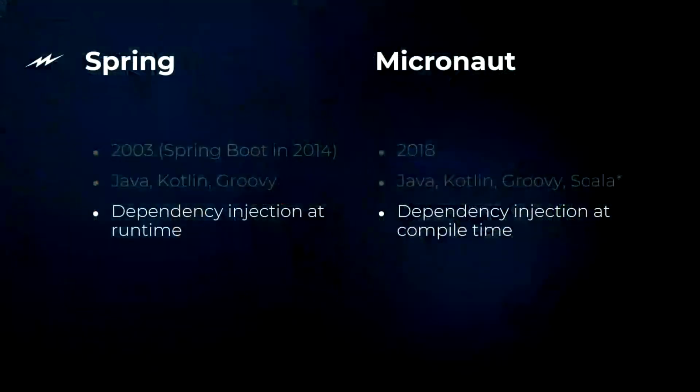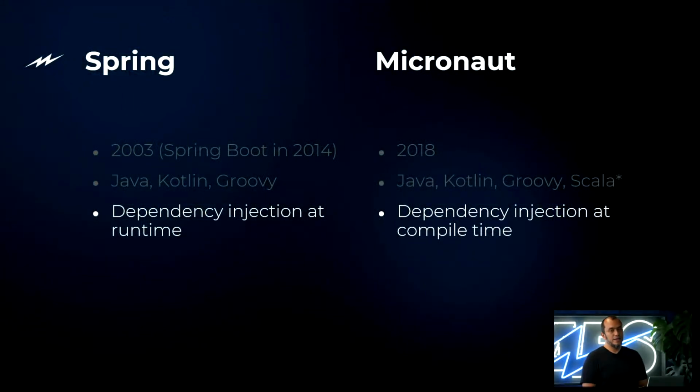Okay, so here is the biggest difference between both frameworks. Spring does the dependency injection at runtime, and Micronaut does the dependency injection at compile time. So this is why, just a small spoiler, we'll see in the next slides that Micronaut is better in the memory usage and also in the startup time. So yeah, but just a small spoiler. Let's skip to the next slide.